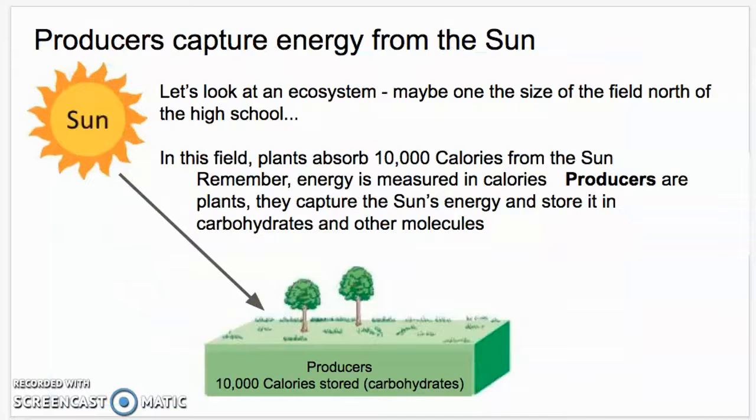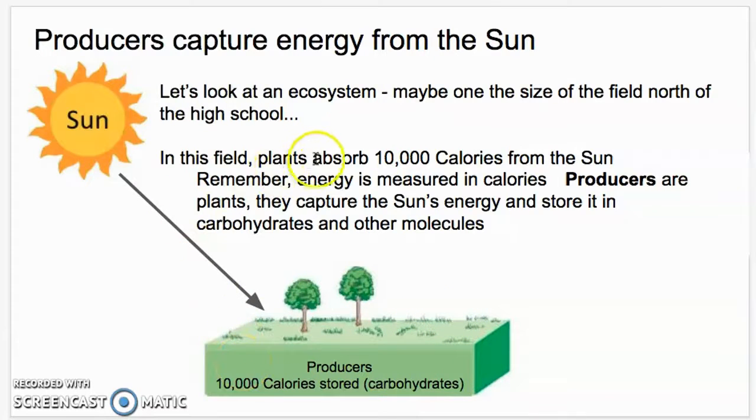To show how energy moves, we use something called a trophic pyramid. So we're going to start at the bottom and we're going to build up. This bottom part right here has producers, and it says producers capture energy from the sun. So we're going to look at the ecosystem, and maybe this field of producers is about the size of the field that's just north of the high school.